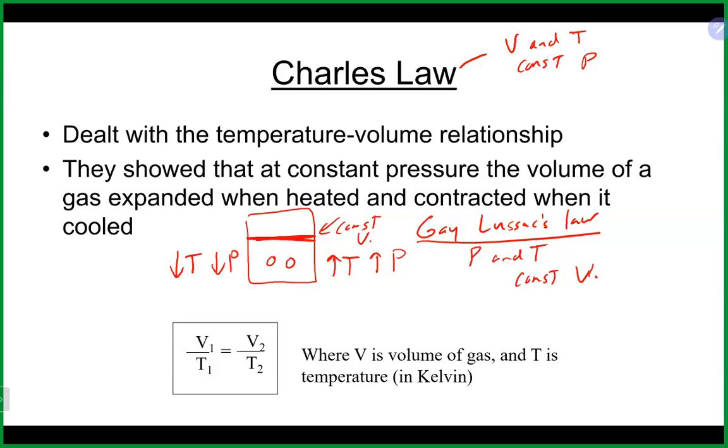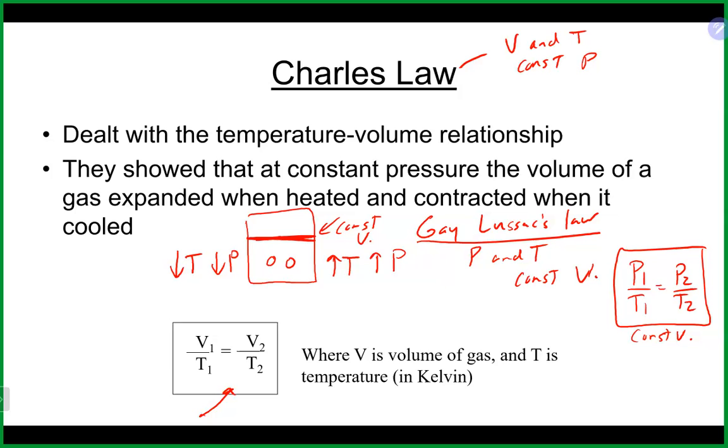So in the case of Gay-Lussac's law, as you increase the temperature, you see the pressure increase, and as you decrease the temperature, you see the pressure go down. He has a gas law, which is P1 over T1 equals P2 over T2. And once again, that is constant volume. Any questions on that?